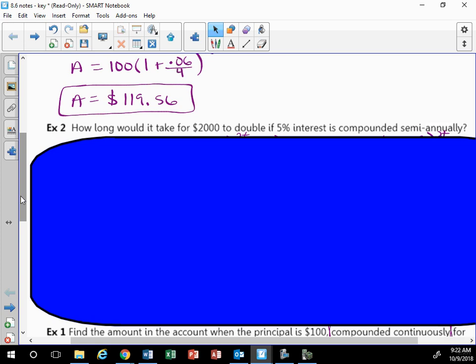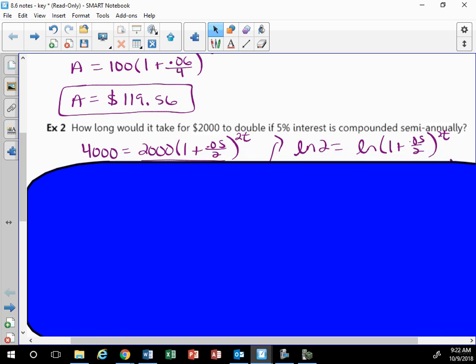What's our variable? Like, what are we actually solving for? T. Look at where the variable is. It's up in the exponent, right? What do you guys know now that you can use to solve? Logs. This is the whole purpose of logs, so that you can solve an equation where the variable's in the exponent. Okay?